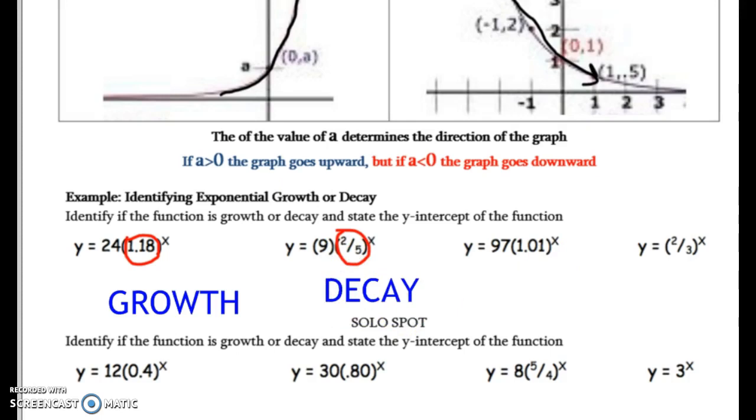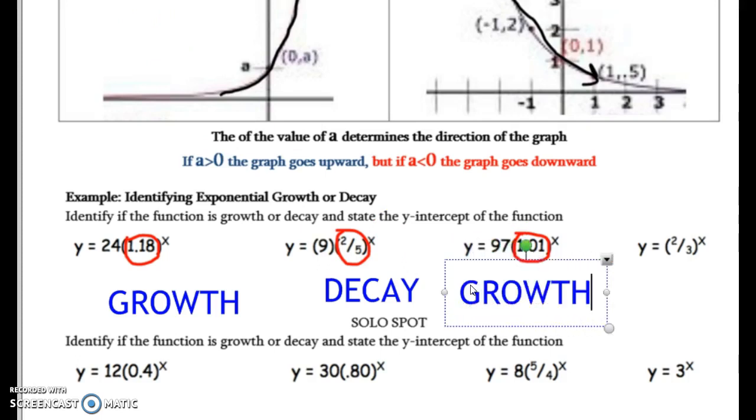For the third one, we can see that the value of b is 1.01. Very clever. Very close to 1, but it is larger than 1, so we call this one growth. And for the last one, the value of b is 2/3. 2/3 is smaller than 1, so we can say that it is decay.